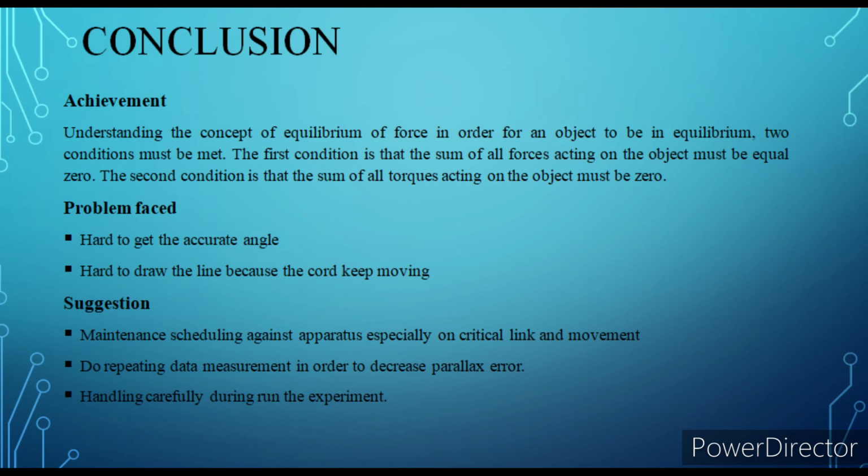Furthermore, we faced some problems in this experiment, such as how to get the accurate angle and how to draw the line because the cord keeps moving. Finally, a suggestion to improve this experiment is to schedule maintenance of the apparatus, especially on critical links and movements. Other than that, repeat the data measurement in order to decrease parallax error, and handle the apparatus carefully while running the experiment.